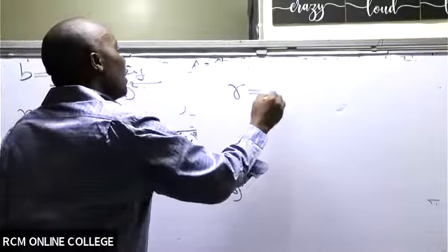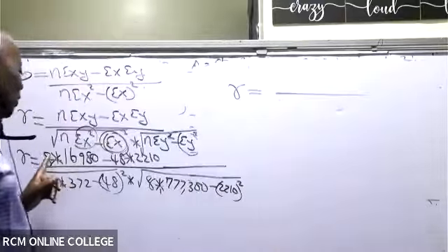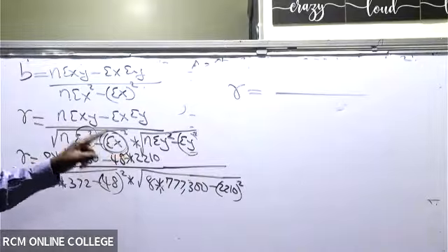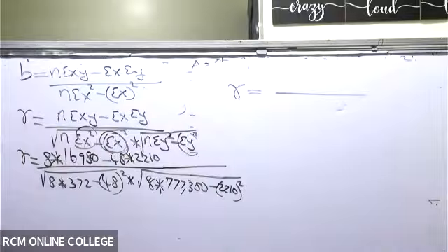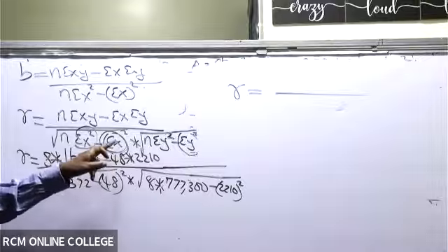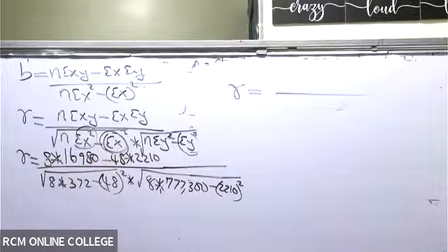Is there somebody who is able to remind me the numerator? First of all, you start with the numerator. You say 8 times this minus this times 2210. Give me the numerator value first. So we take here 8 times 16,980 minus 48 times 2210. Please give me this figure, all of you.